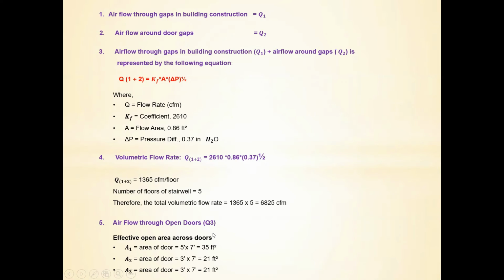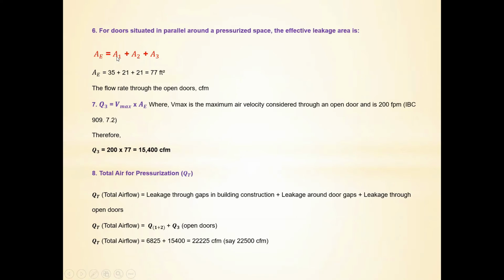Then we have to consider 3 open doors, two of them single leaf, 3 feet by 7 feet, and one is 5 feet by 7 feet. The total area becomes A1 plus A2 plus A3, since these are the doors in parallel. So we have the effective area as 77 square feet. And to find out the air leakage across the open doors, we have the formula Q3 is V maximum into AE, as we saw earlier, where V maximum is the maximum egress velocity, that is 200 FPM, and AE is the effective area, that is 77 square feet. So the total air quantity of leakage across the open doors is 15,400 CFM.